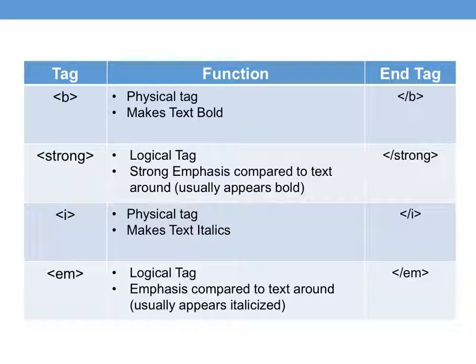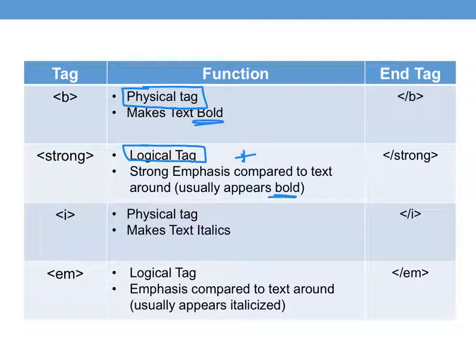So the first thing I want to hit on is that we have the bold and the strong tag. And remember, these both kind of have the same purpose, but their difference is that the B tag is a physical bold tag and the strong tag is a logical bolded tag. So remember that this one takes into account the browser settings, whereas the physical tag does not.